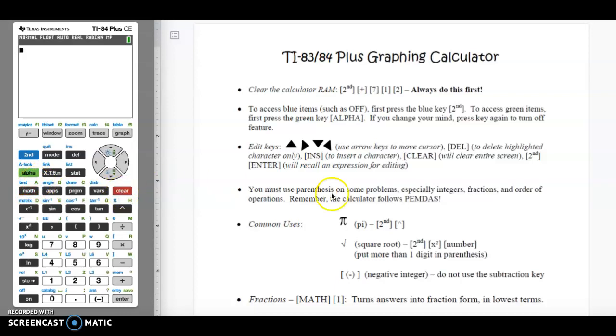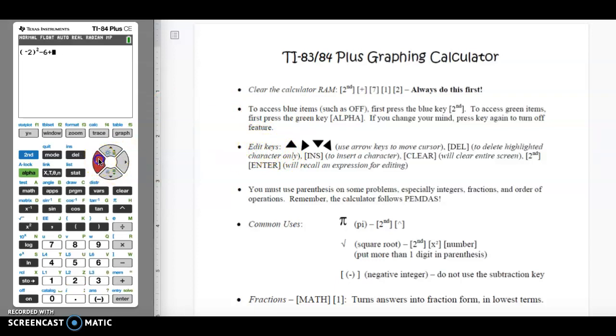Remember to use parentheses. I'm sorry, I'm skipping around a little bit, but remember when you're doing parentheses on problems, it's very important, especially for when you're squaring negative numbers, to make sure to use parentheses so that the square applies to the negative and the 2. And I'm going to go ahead and actually type in a little bit right here, because then we're going to play around with it. So for your editing keys, essentially, is what we're going to look at now.